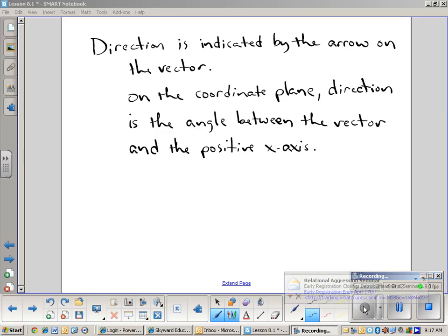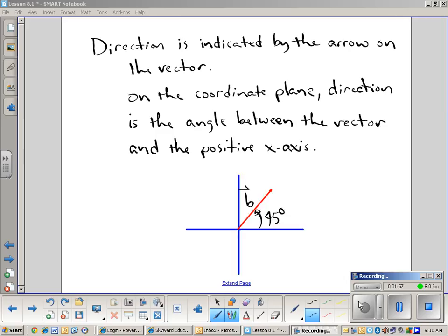Direction is indicated by the arrow on the vector. Or on the coordinate plane, the direction is the angle between the vector and the positive x-axis. So in this picture, we have vector B on the coordinate plane. The angle between the positive x-axis and the vector is this angle here. And if that's 45 degrees, then the angle of the direction on that would be 45 degrees. Okay?